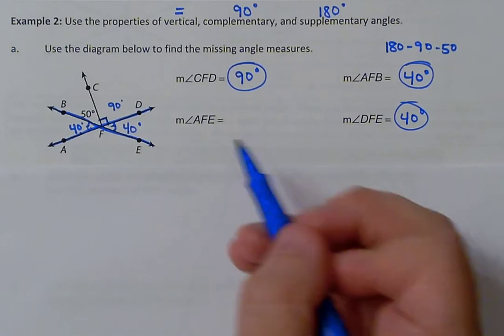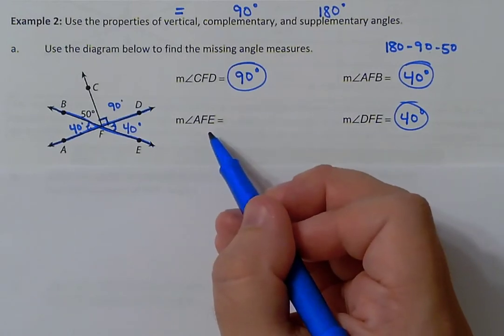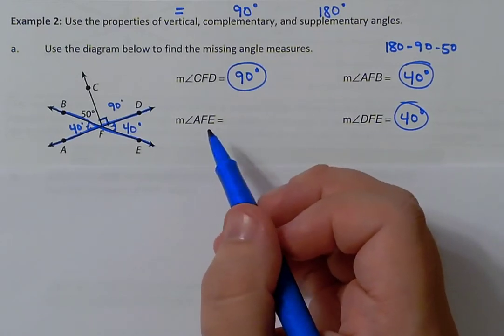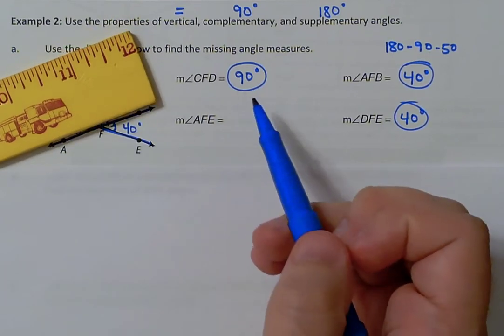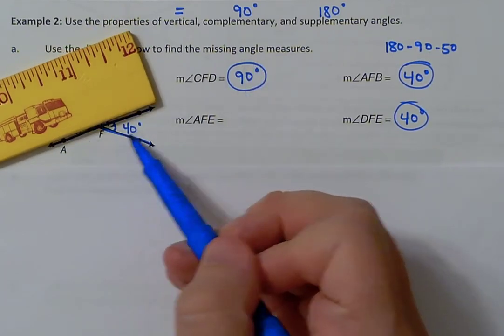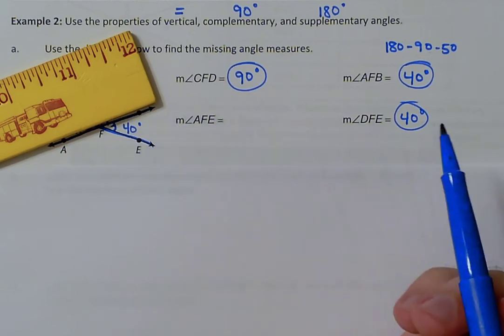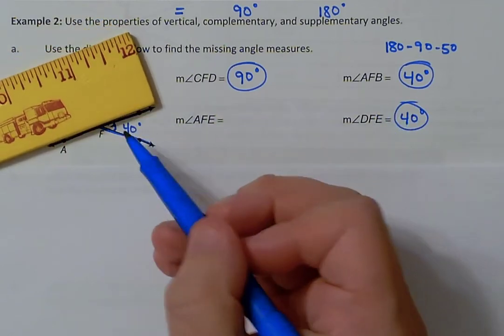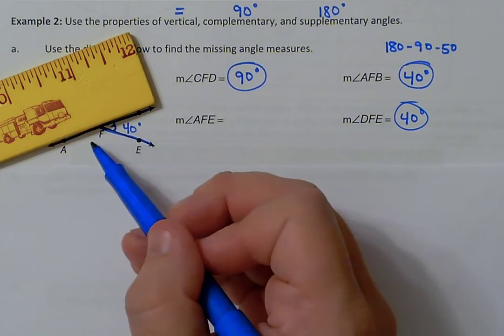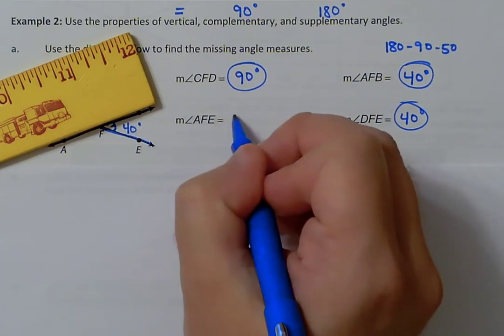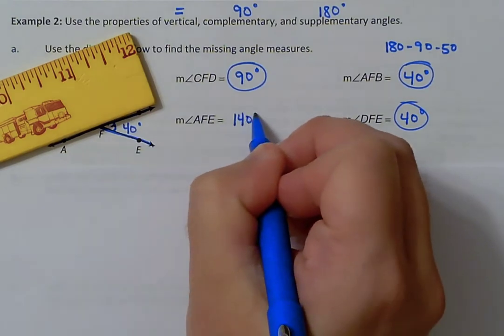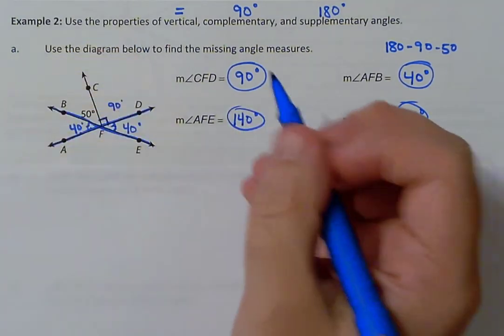Now, lastly, I need to figure out the measure of angle AFE. There's a few ways I can do this. I can use a linear pair and talk about forming a straight line with AFE and DFE. So if I know this is 40, 40 plus what equals 180? Well, in this case, it is 140. So that is one way I could find it.